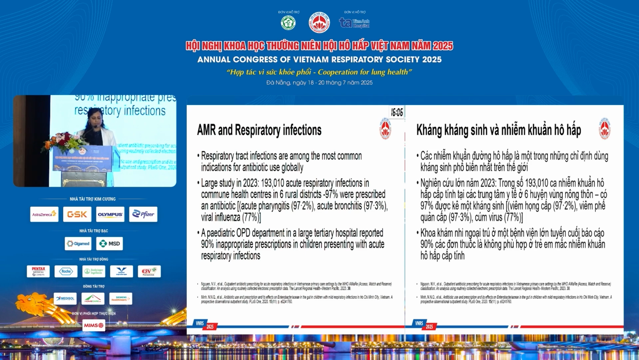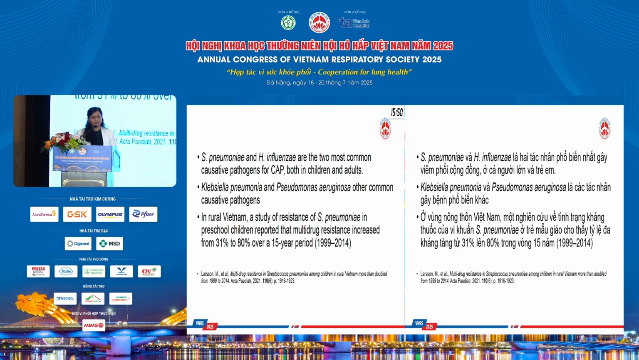Another study showed that in a pediatric outpatient department, 90% of children were getting inappropriate prescriptions as well. So this is just, again, highlighting that our population, no matter where we look, are getting a lot of antibiotics.